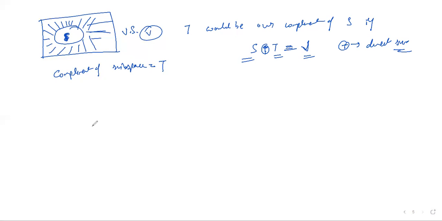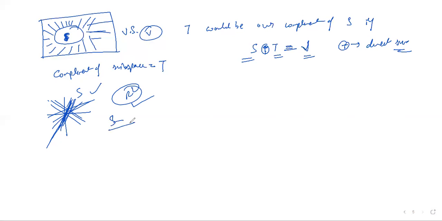Let's see it like this. If S is a line passing through the origin, then what is its complement? Let's say in the R square vector space, what will be the complement of this line? Any other line passing through the origin in R square is a complement of this S.